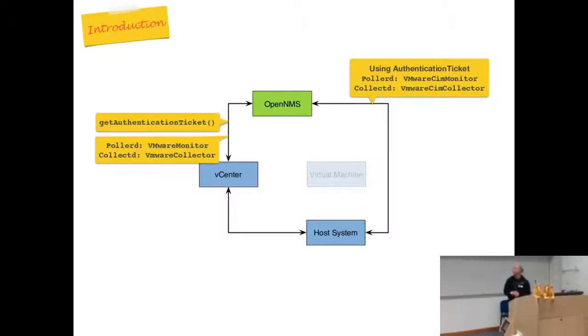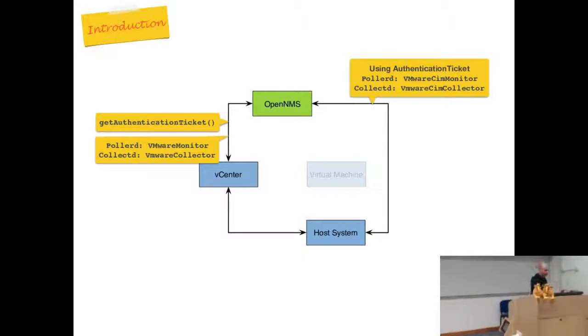And then we are able to use a different SIM monitor and a SIM data collector, which queries the ESX host system directly about the hardware sensors, like the CPU temperature, fan, disks, everything which is directly related to the ESX host system. And we have to query the ESX host system directly.